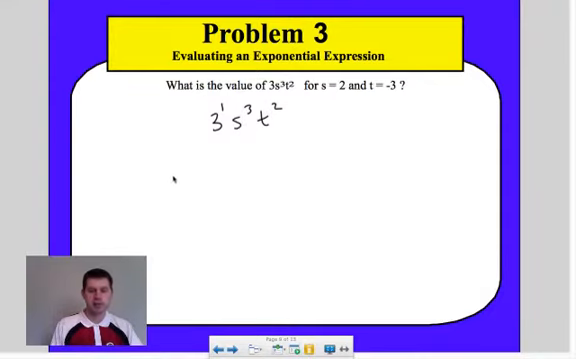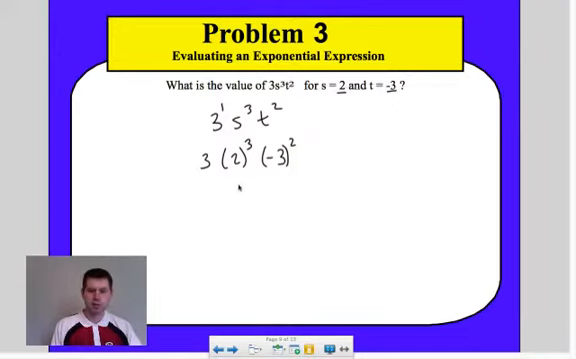And then the second thing is you have to remember, as I said earlier, you need to really focus on using the parentheses. Because my s is being replaced with 2, I put the 2 entirely in parentheses and then put the cubed. And then I'm going to do the same thing with my t. Now it's very important, especially when we come up with negative numbers. We'll see that in a second.